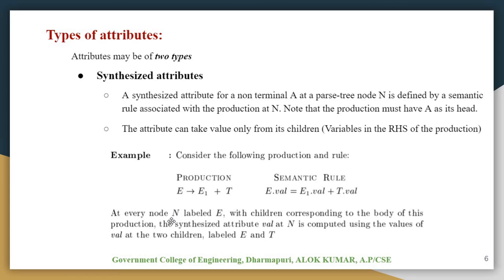So at every node N labeled capital E, this one root node, with children corresponding to the body of its production, the synthesized attribute VAL at N, for the root node capital E, is computed using the values of VAL at the two children labeled E and T. These are the two children of this capital E.